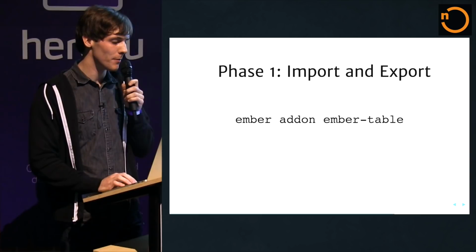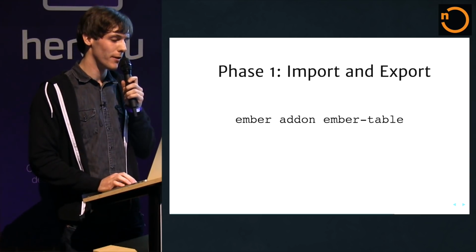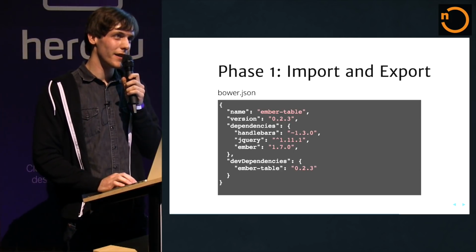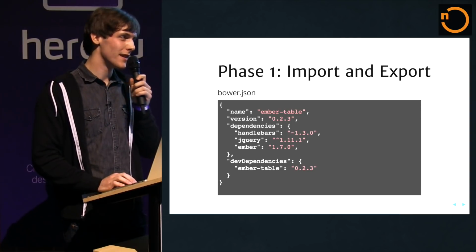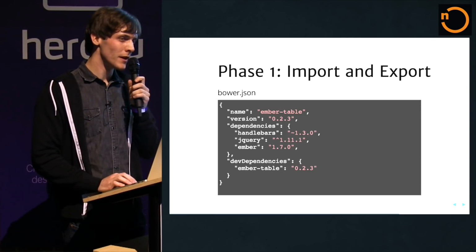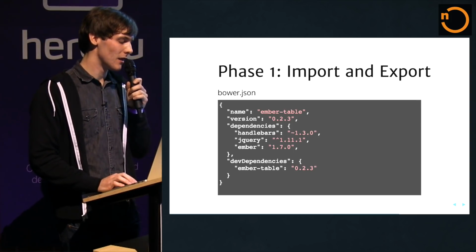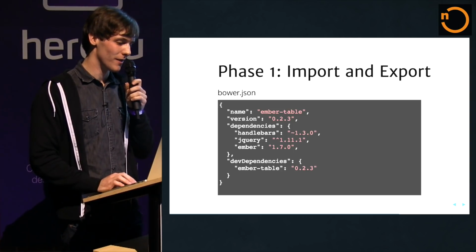So phase one, the basic idea: let's set up a new add-on, Ember Addon will generate everything for us. And the first thing we're going to do in that new add-on we made is go to bower.json and say we have a dependency on Ember Table. So what we've done is we've kept the old Ember Table around. You can still install it via Bower like you used to be able to. And here we've just told our add-on that we need Ember Table. So we'll do that.